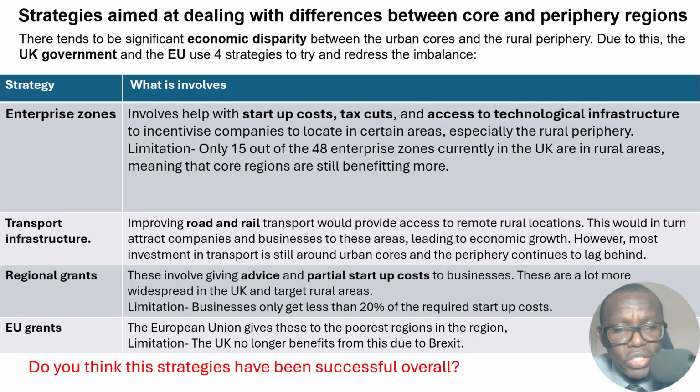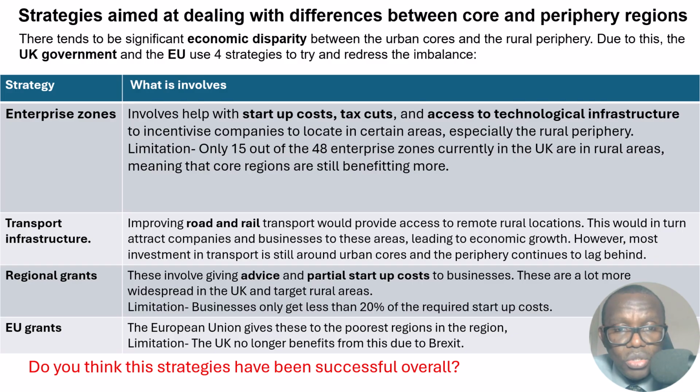The next strategy is regional grants. Now, grants obviously is money that is given, and in this case, it's money and advice that is given to businesses. And these are a lot more widespread in the UK and will target rural areas. But the limitation with this is that the businesses only get less than 20% of the required startup costs. Now, if they have to cover the 80% and they don't necessarily have it, then they will still struggle.